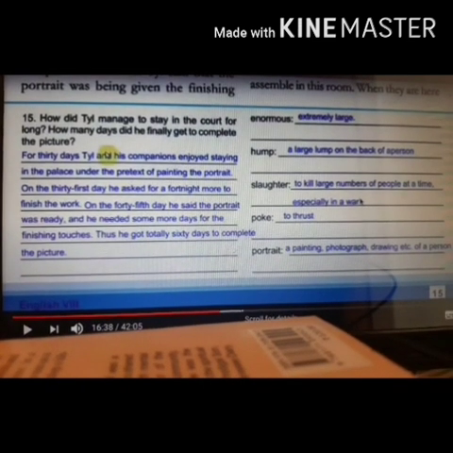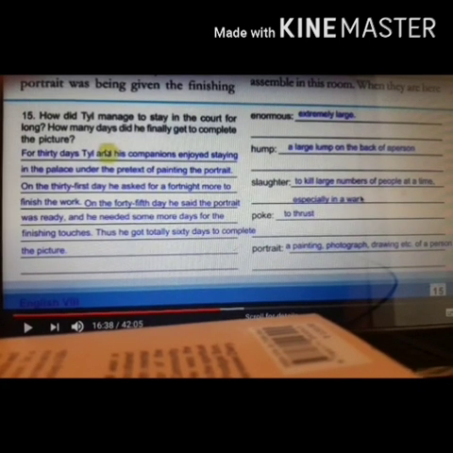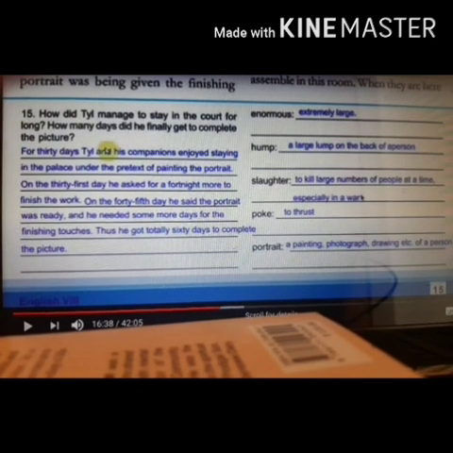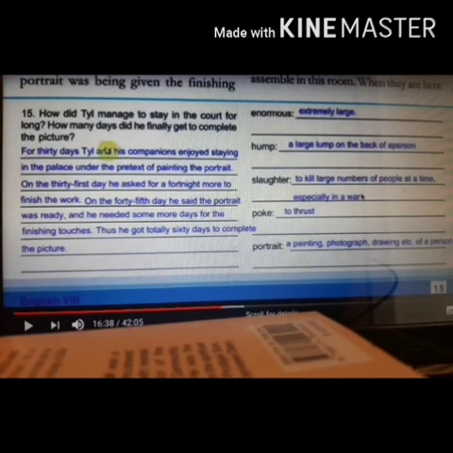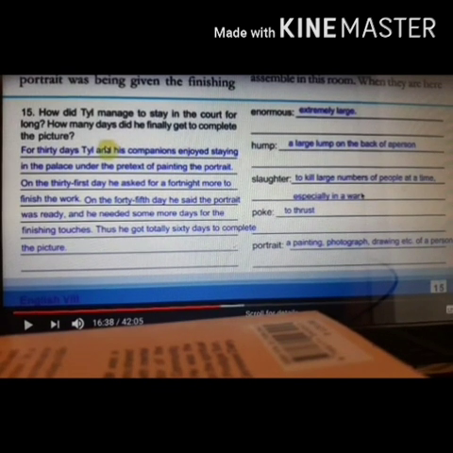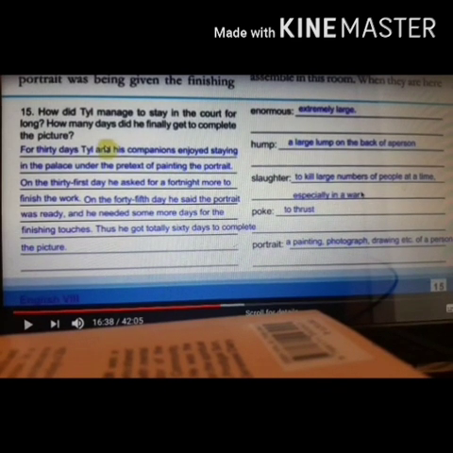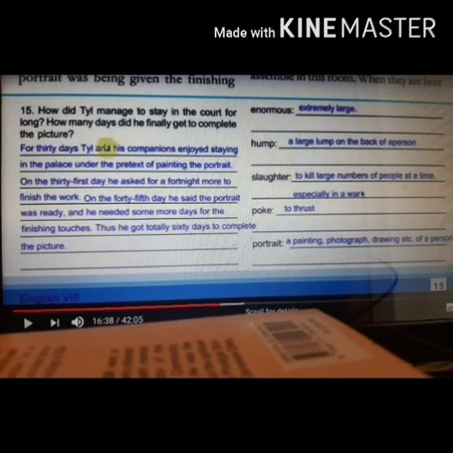How did Till manage to stay in the court for long? How many days did he finally get to complete the picture? Answer. For 30 days, Till and his companions enjoyed staying in the palace under the pretext of painting the portrait. On the 31st day, he asked for a fortnight more to finish the work. On the 45th day, he said the portrait was ready and he needed some more days for the finishing touches. Thus, he got a total of 60 days to complete the picture.